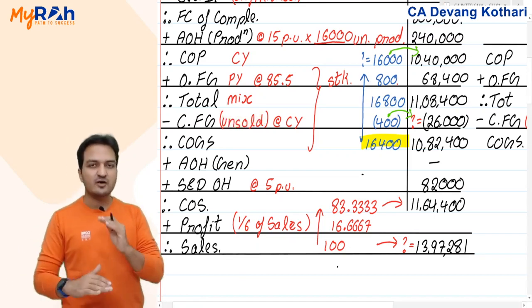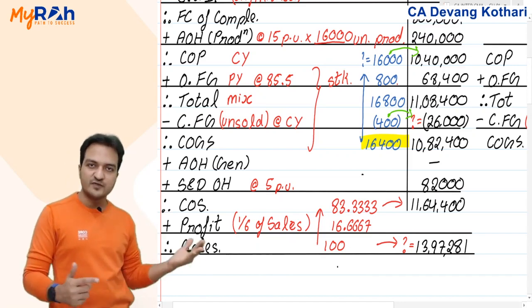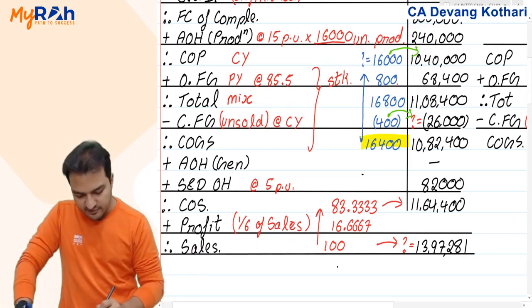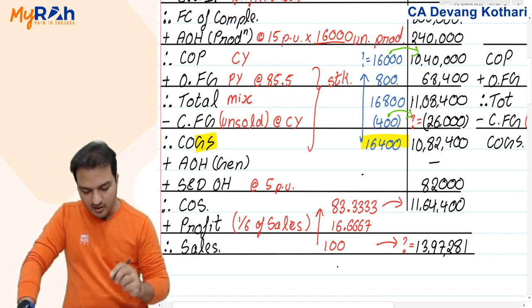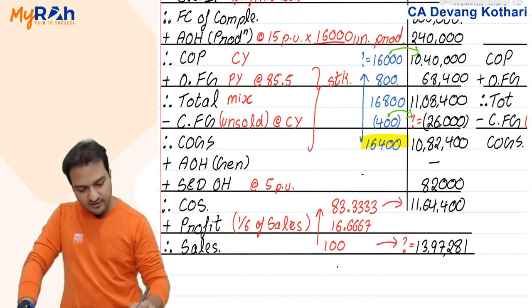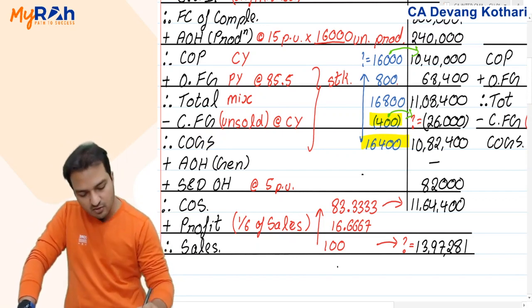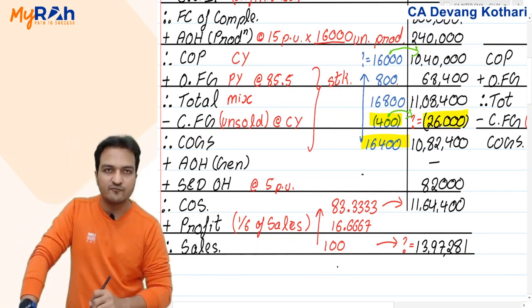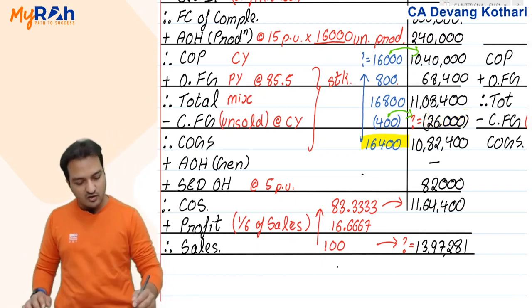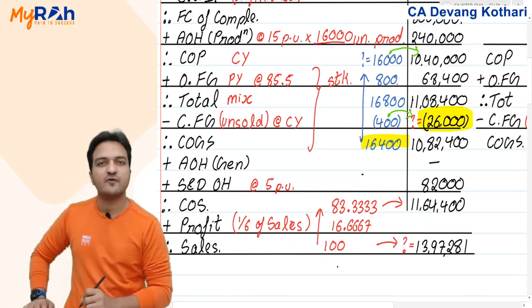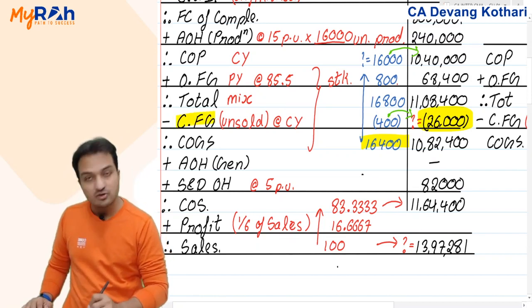Now, if these units were not sold, I remove them because I want only the units that are sold. I want only the goods that are sold. So unsold units I remove, and accordingly, even the cost of unsold units I have to remove. But the main calculation we learned in the cost sheet format was to determine the cost of unsold units, that is, the valuation of closing FG.